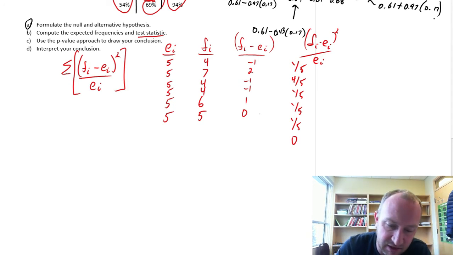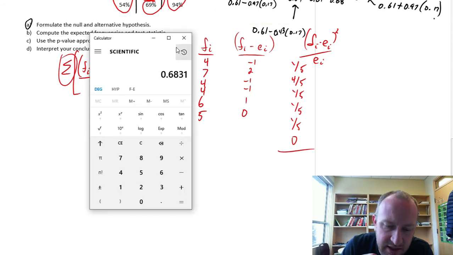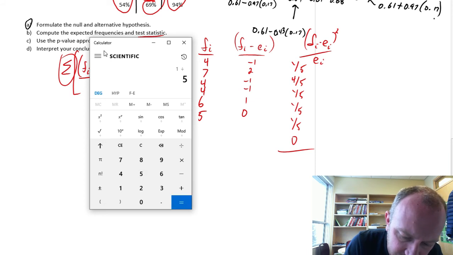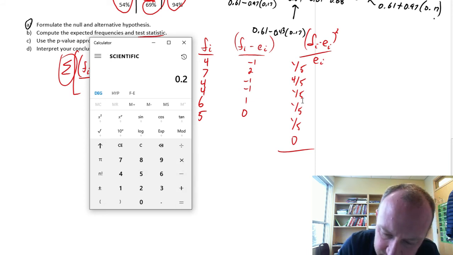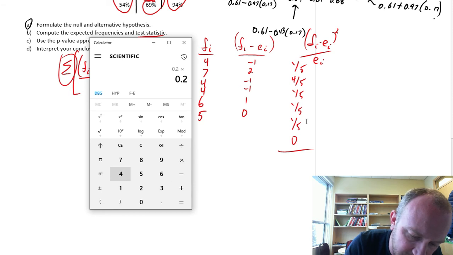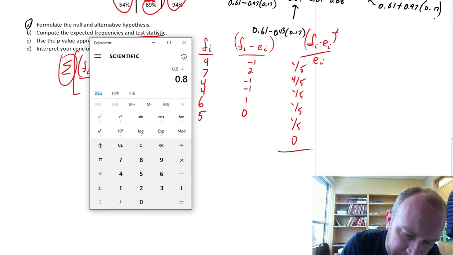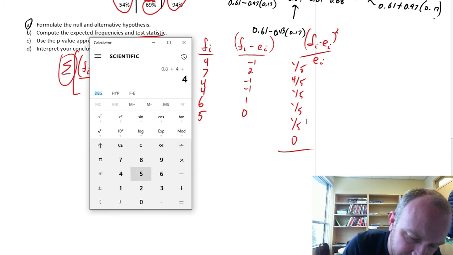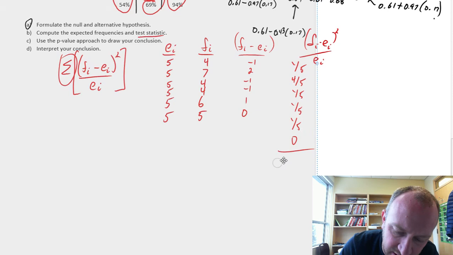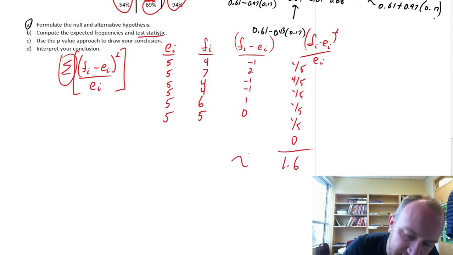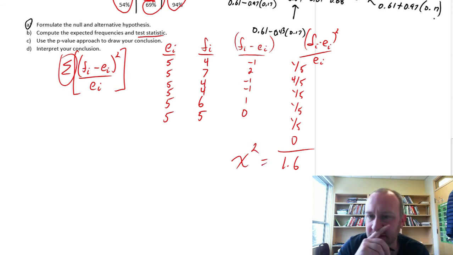Now we just have to add all of those up. We apply the summation, and let's see what we get. I don't really have a fraction on this silly calculator, so 1 divided by 5, and I have 4 of those, so I'm just going to say times 4, because I got 4 one-fifths, plus 4 over 5. So here that gives me a test statistic of 1.6, and this is our chi-squared test statistic.